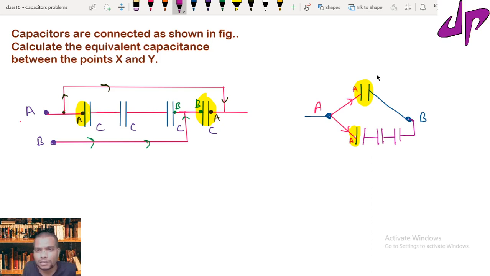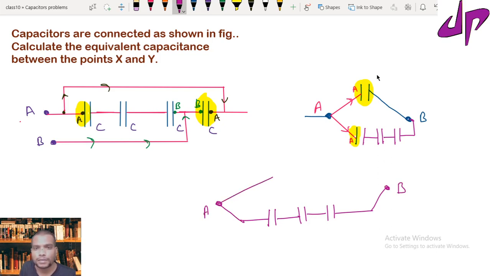Now if I draw this more clearly, the bottom three are in parallel to the two points A and B, and from it one parallel capacitor is there. Now this circuit is equivalent to this circuit.